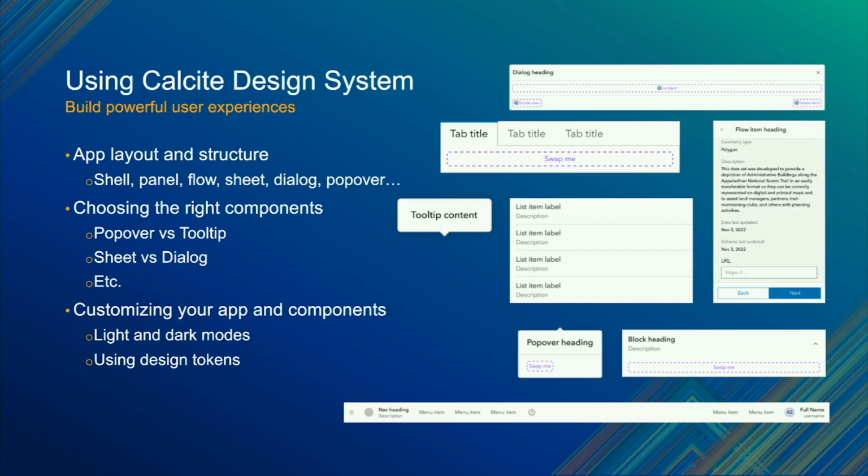And then we're going to talk a little bit about choosing the right component for the job. So there's things like popover versus tooltip, sheet versus dialog, and a bunch of others, and we can go through when one is better than the other to use in your app. And then we'll cover how you can customize your app and components using both the light and dark modes, as well as using design tokens to brand an app for your specific needs or your company.